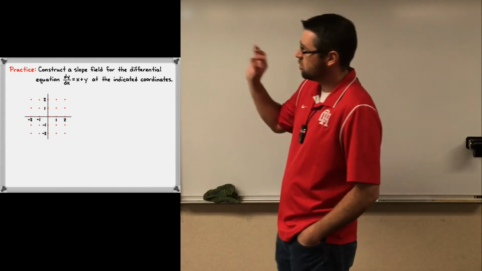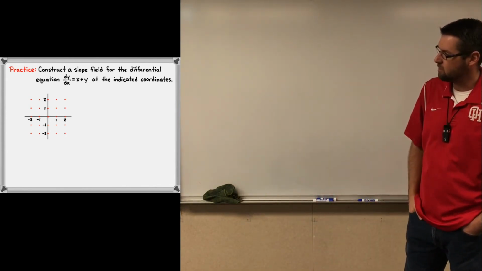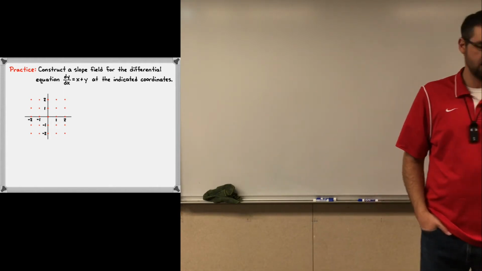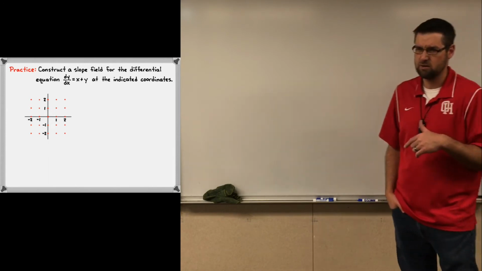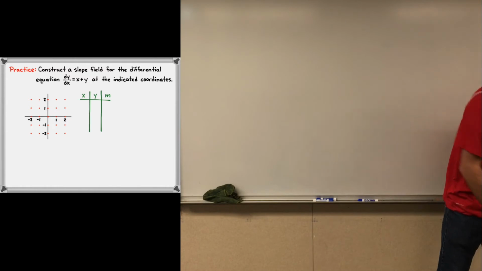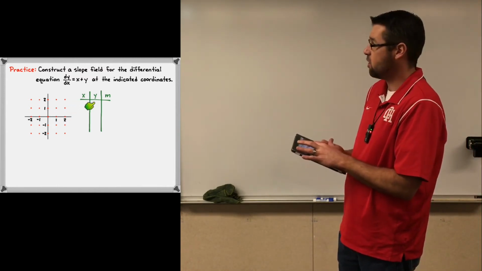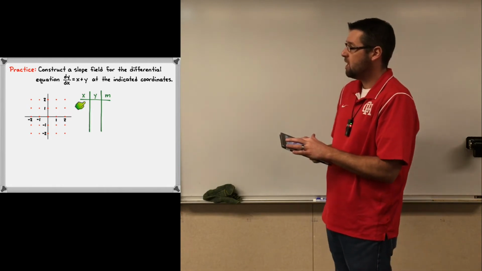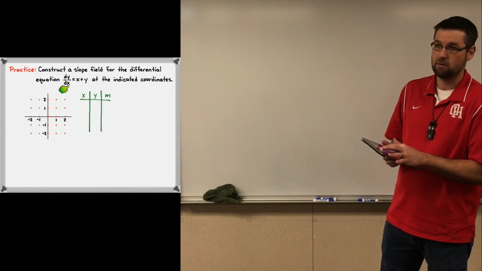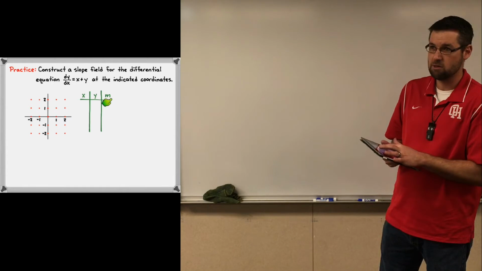I need the slope at every point, every red dot basically. Okay? So what I'm going to do is create tables to try and get an idea of what this looks like. It's going to be a really big table. So what does this mean? I'm going to pick an x value, pick a y value. That's the coordinate I'm talking about. And when I plug these values into dy/dx, what am I finding? I'm finding the slope. That's why the m is there, right? You guys okay with this?